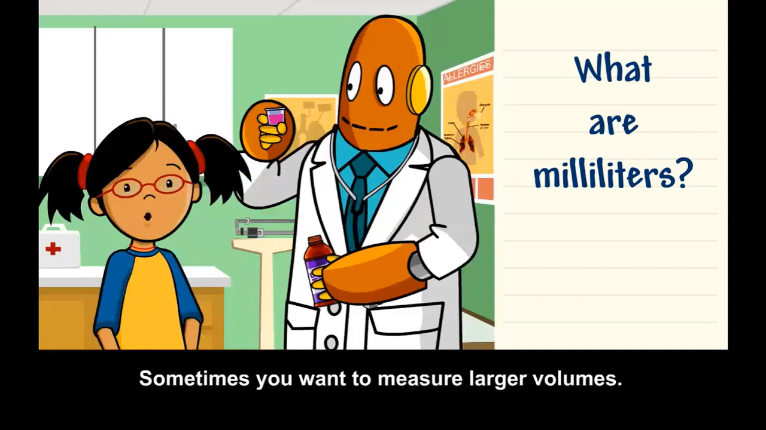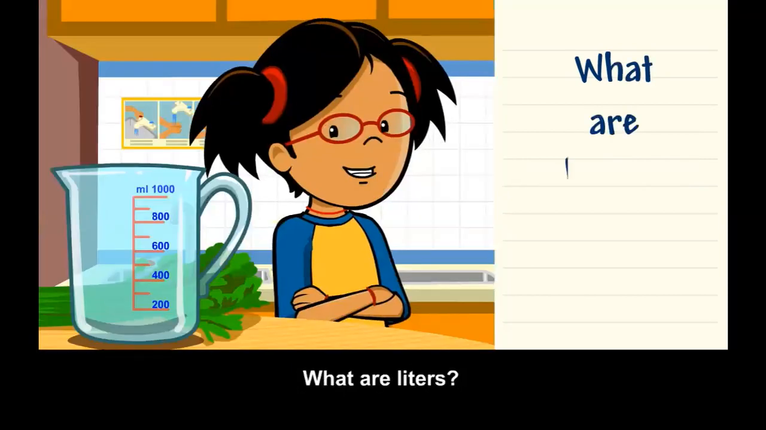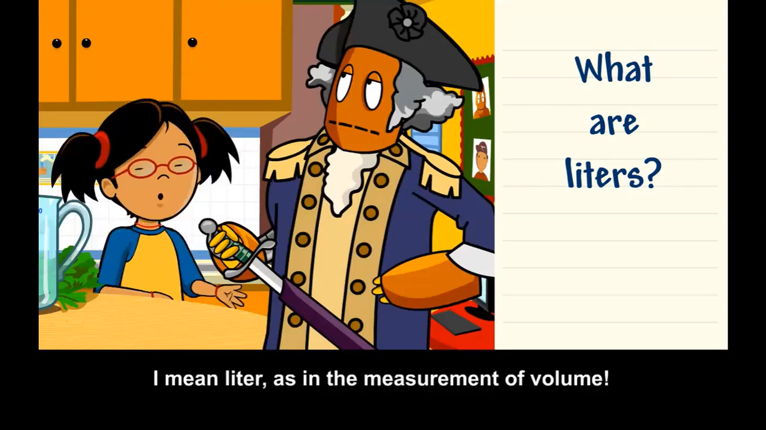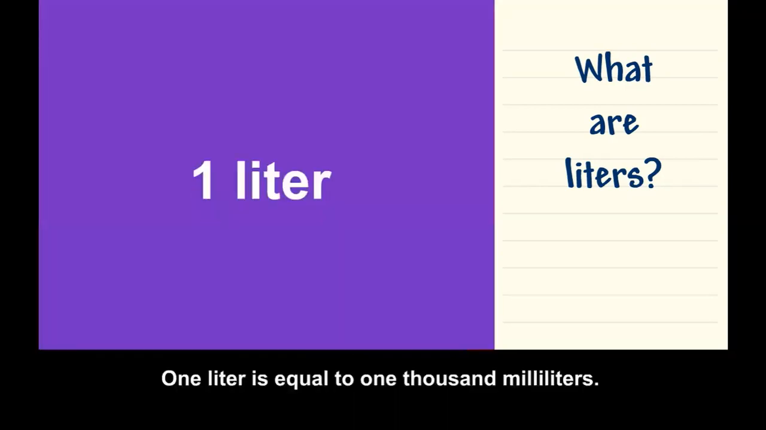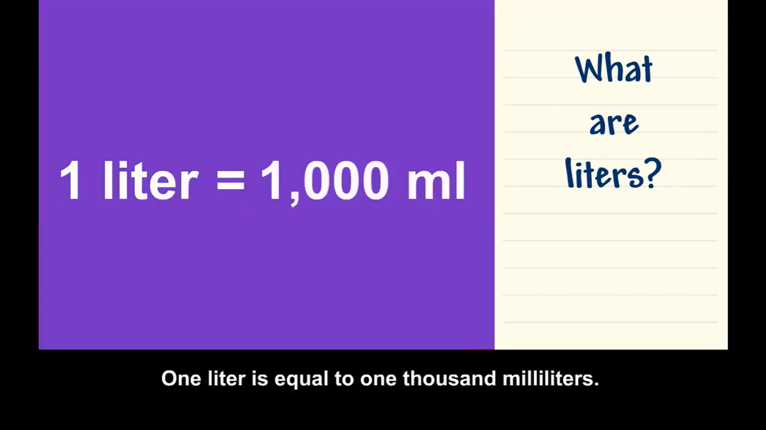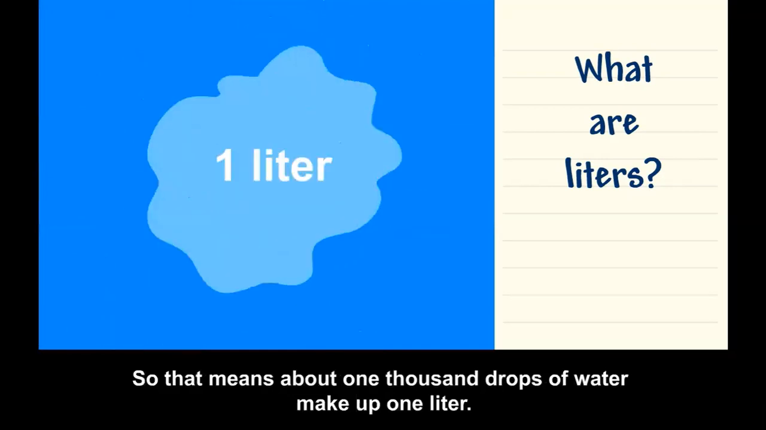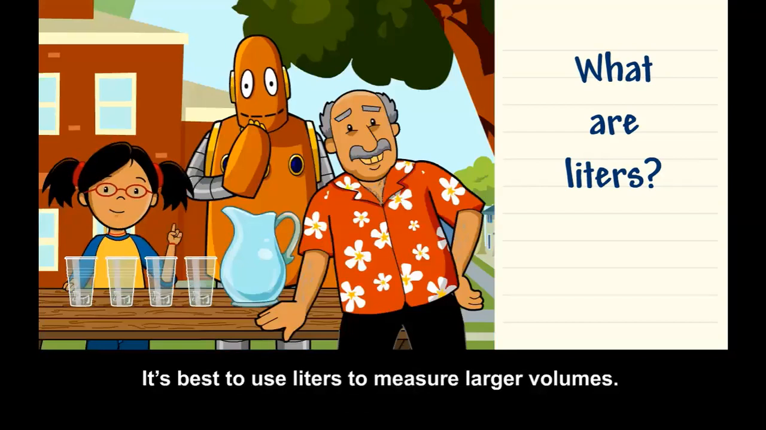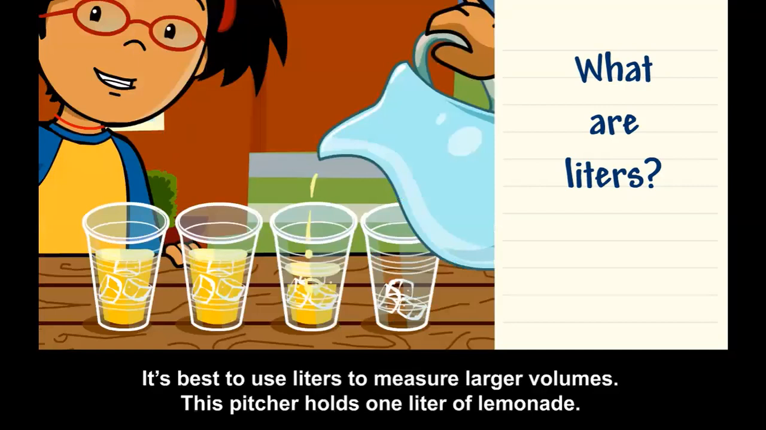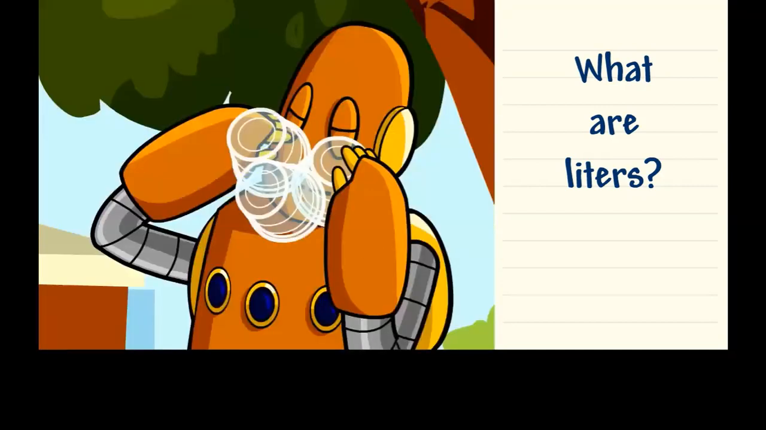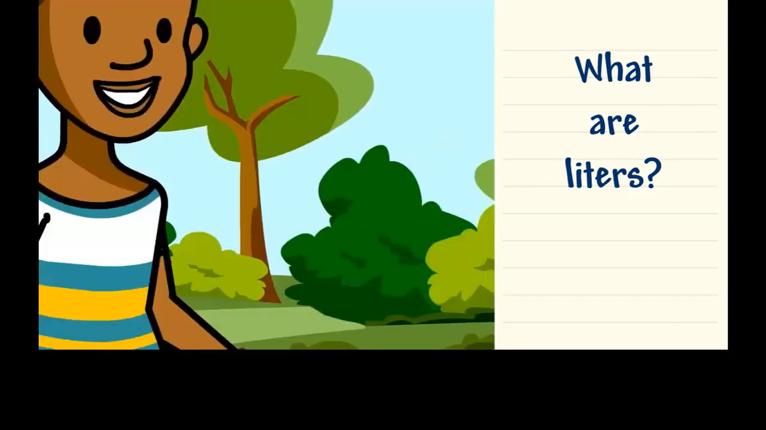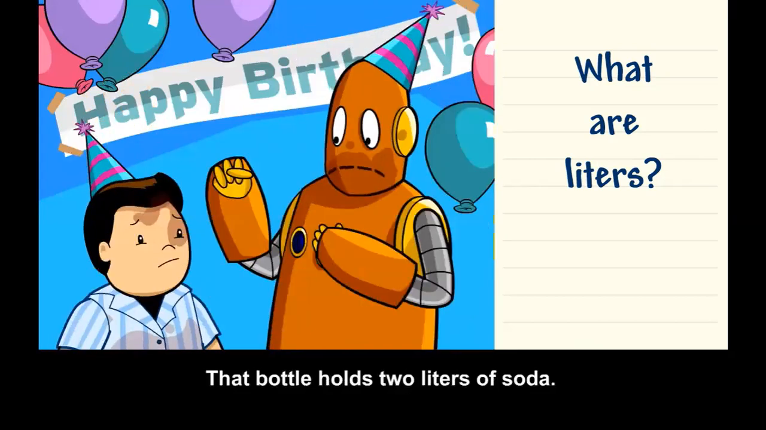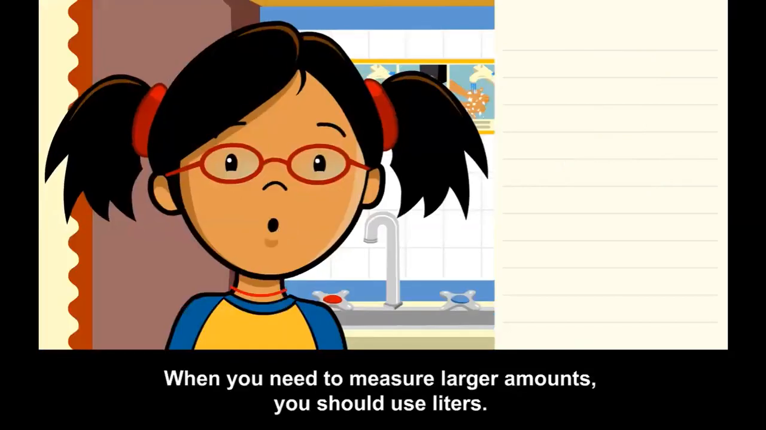Sometimes you want to measure larger volumes. What are liters? No, not that kind of liter, Moby. I mean liter, as in the measurement of volume. 1 liter is equal to 1,000 milliliters. So that means about 1,000 drops of water make up 1 liter. The abbreviation for liter is L. It's best to use liters to measure larger volumes. This pitcher holds 1 liter of lemonade. It's equal to about 4 glasses. This bottle holds 1 liter. That bottle holds 2 liters of soda. When you need to measure larger amounts, you should use liters.